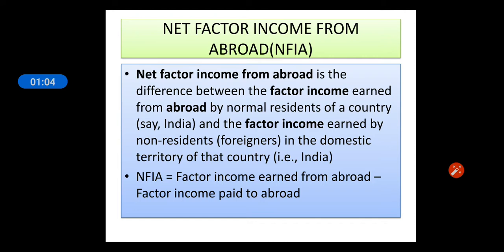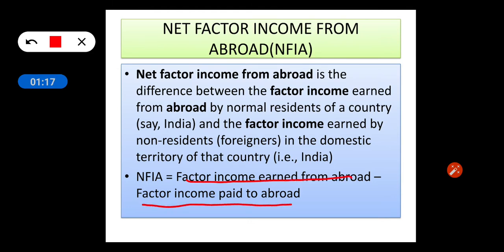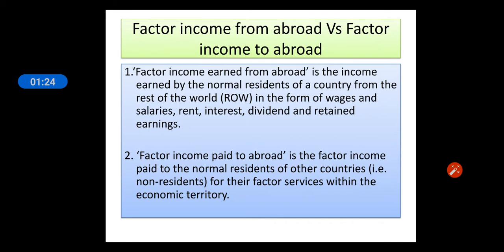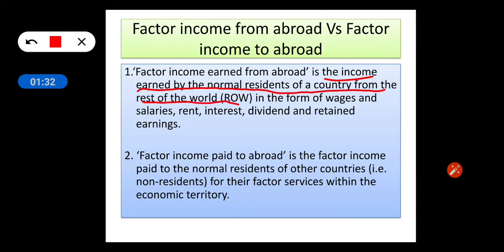It is the difference between factor income from abroad and factor income to abroad. Or let's say it's a difference between factor income earned from abroad and factor income to abroad. What is this factor income earned from abroad? It is the income earned by normal resident of a country from rest of the world. Okay, it is the income earned by normal resident of a country from abroad.